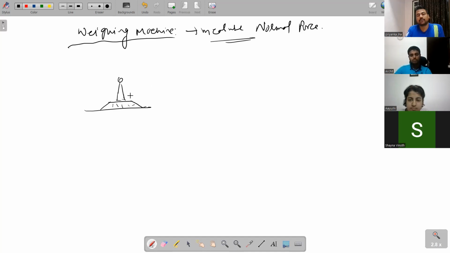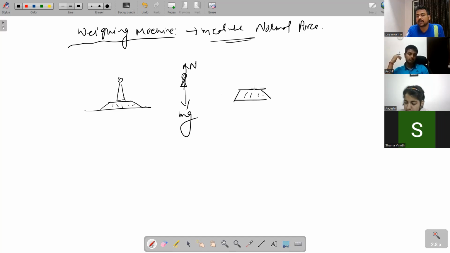If you draw the FBD of yourself, you can see that two forces will be acting on it. One, the normal force by the weighing machine, and other, gravity, mg. Understood? And if you draw the FBD of the weighing machine, whatever normal force the weighing machine applies to you, the same normal force you apply on the weighing machine. So this is your reading. This is the reading given by the weighing machine. So N is mg.